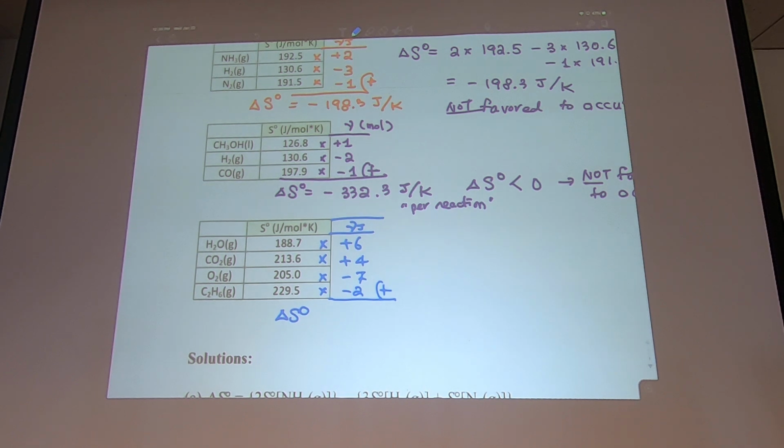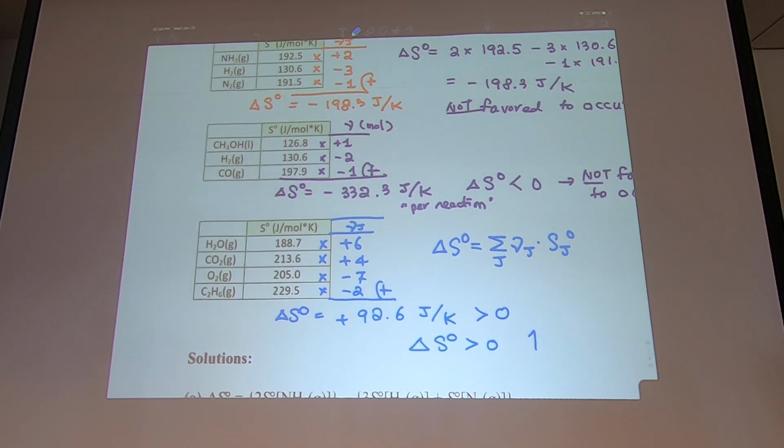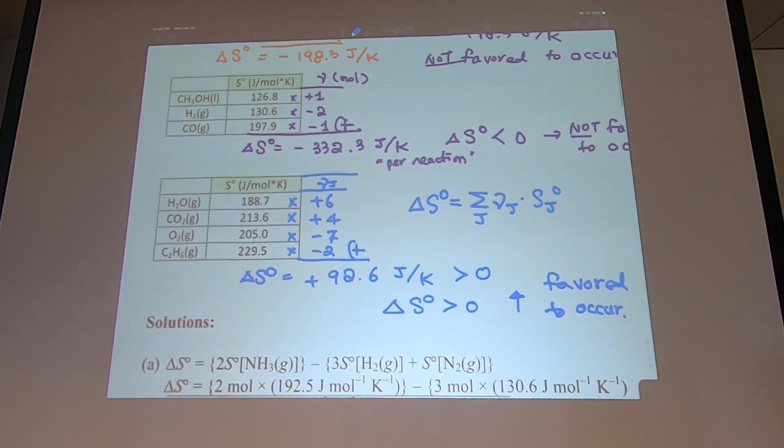So that's exactly, once again, delta S naught is the sum of mu j times S j naught. You add them together for products and the reactants. And that's exactly what I did. And once again, this one is now plus 92.6 joule per Kelvin. This one is positive. So delta S is increasing, and that is favored. Okay. That's the only difference.